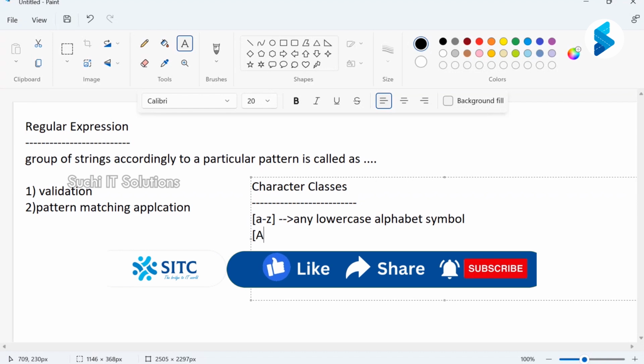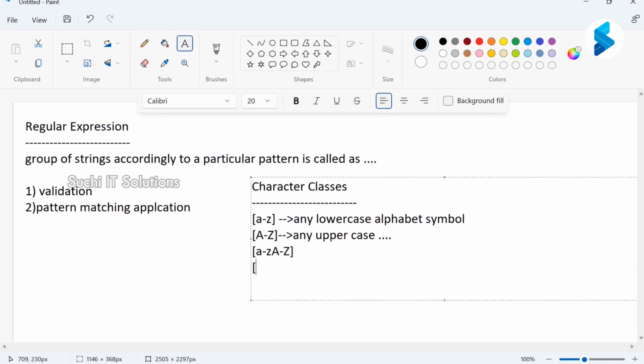Now capital A to capital Z: any uppercase alphabet symbol. So with small a to z and capital A to Z, we can match any alphabet, small letters and capital letters. Even digits, 0 to 9: any digit from 0 to 9, we can use the 0 to 9 character class.